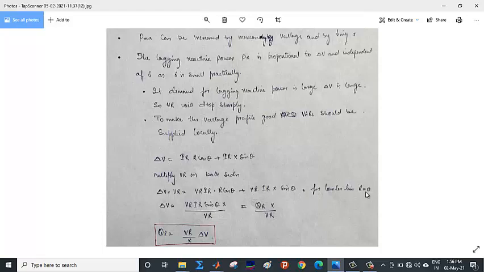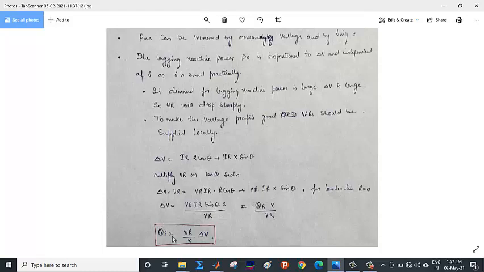For lossless line, R is equal to 0. That means this term will vanish. It will be equal to this term. So delta V is equal to VR IR sine theta into X divided by VR. So this VR IR sine theta is equal to QR, that is the reactive power. So QR will be equal to delta V into VR by X. So QR is equal to VR divided by X into delta V. So by using the voltage regulation formula, we have also derived the value of the QR.